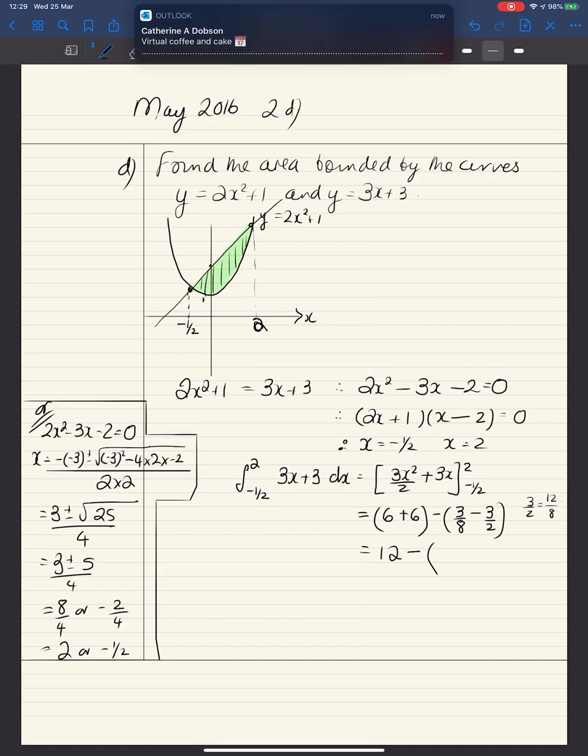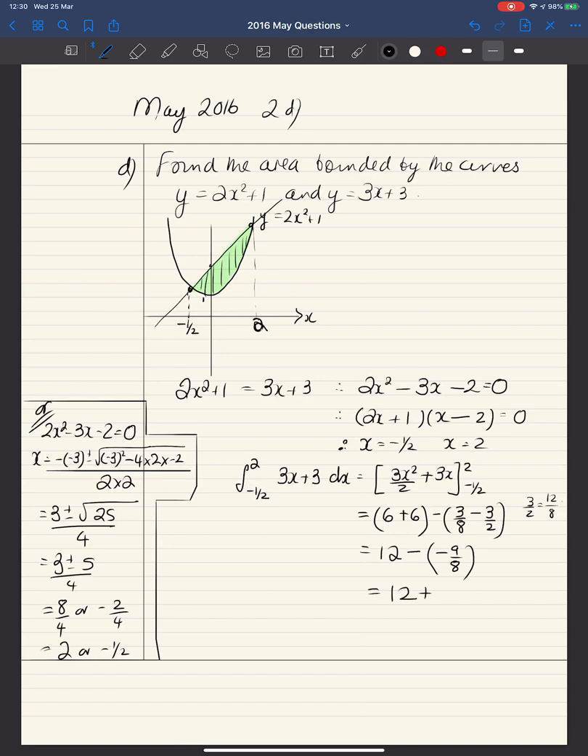Three eighths. Just done this on the calculator, I'm getting distracted a bit. 3 quarters, 3/8, 3/8. Minus 3 over 2. 3/8 minus 12/8 minus 9/8 minus 9/8. So this is 12 plus 1 and 1/8. So it's 13 and 1/8.